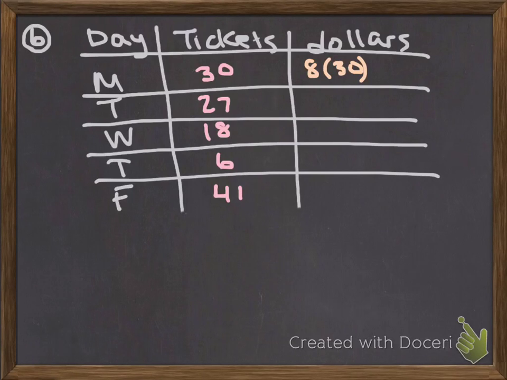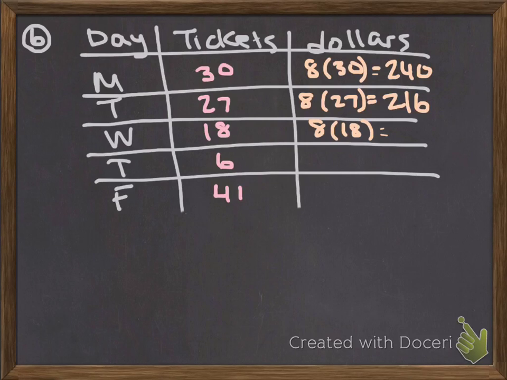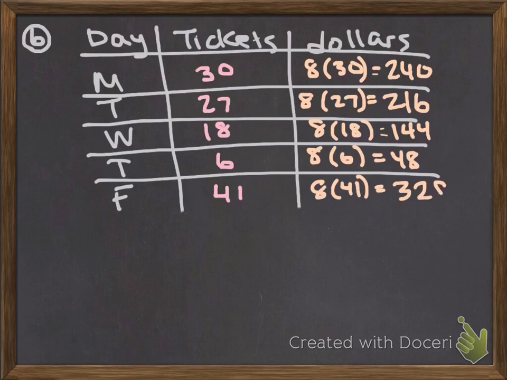Now when you do that, you have to show in that dollars column that you are saying 8 times 30 equals 240. And you have to do 8 times 27 equals 216. 8 times 18 equals 144. 8 times 6 equals 48. 8 times 41 equals 328.